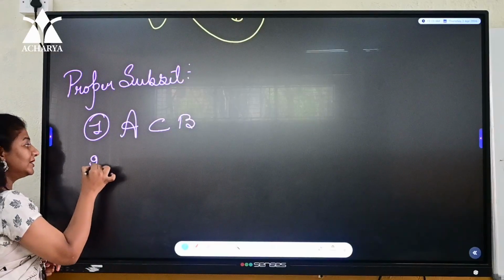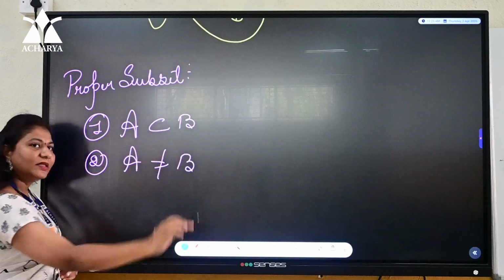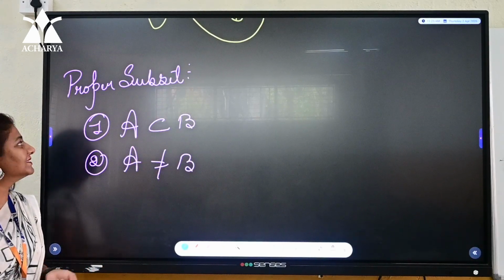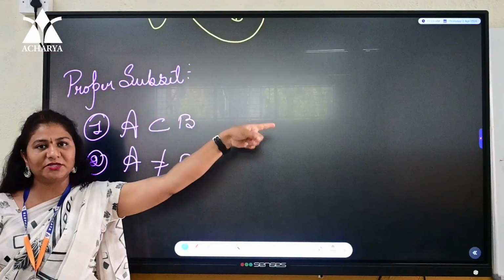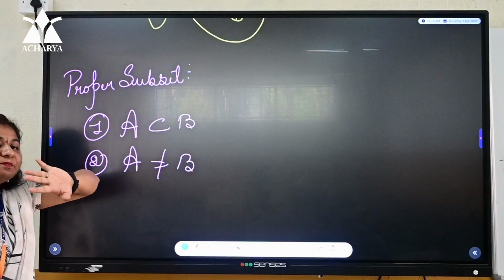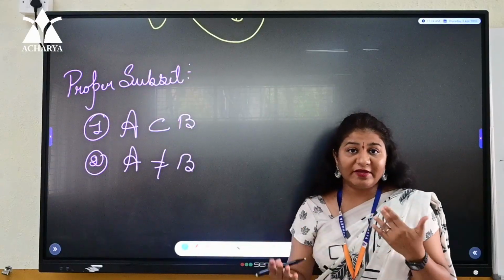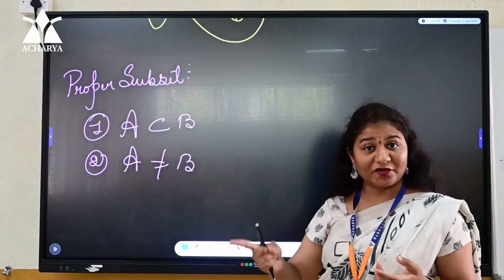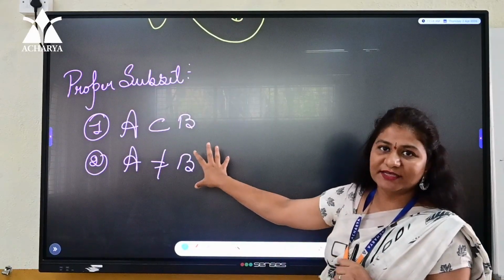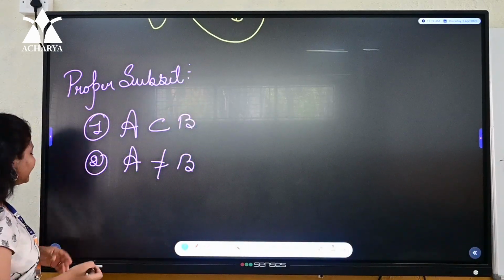And the second condition, what does it say? A should not be equal to B. Then only we can call it a proper subset. Then only we can say A is a proper subset of B. Very simple to remember. If A is a proper subset of B, it is always said that A is a subset of B, and when A is not equal to B, then only we call it a proper subset.